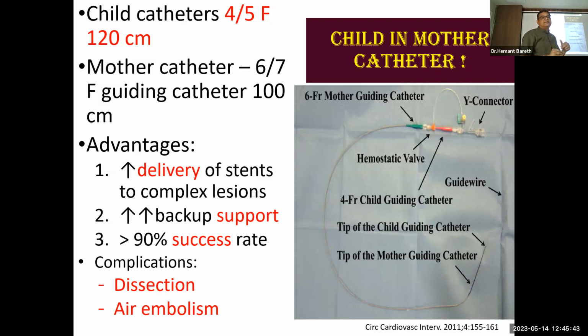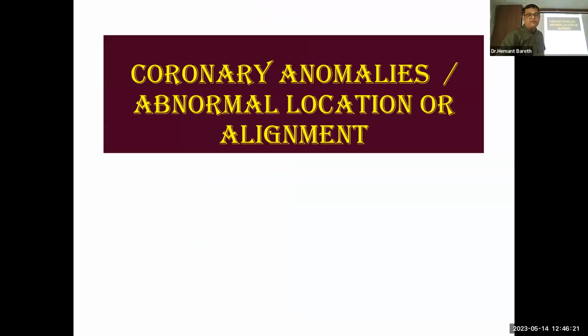So a 2F lower size catheter can be used in a mother catheter. It can help in delivery of stents. It can improve backup, whatever kind of lesion it is. So this is basically used for situations where the wire crosses but the balloon doesn't cross, or the balloon crosses but the stent doesn't cross. For those kinds of situations, to improve the guide support, you use this child and mother catheter, and it will achieve success in more than 90% of cases. So this is the benefit of this kind of catheter.